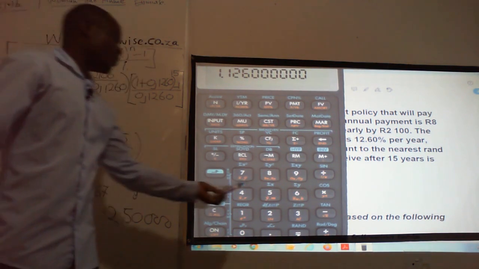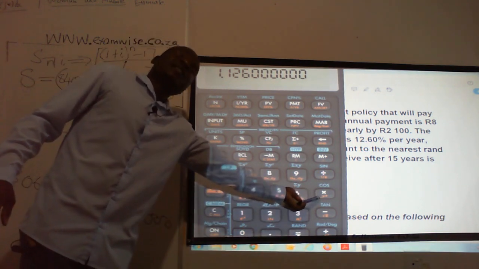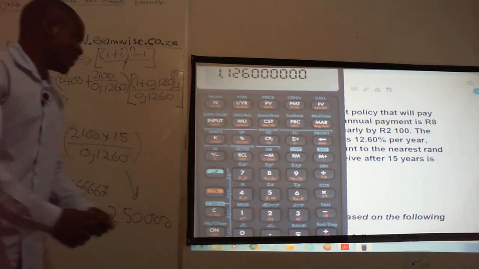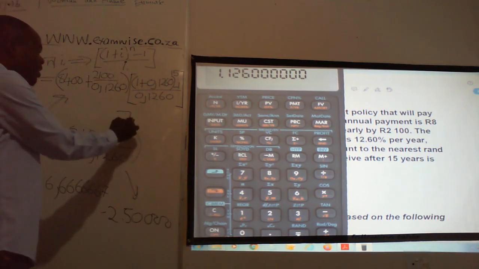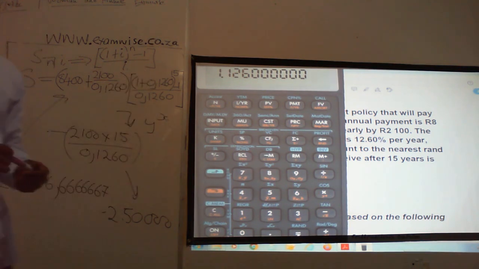So if you still remember, we said our power sign is on the multiplication sign, and it is in orange. So to access everything in orange, we must start by saying down arrow. Then we press y to the power of x. Then after that, we press our 15, and then here we said equals to.